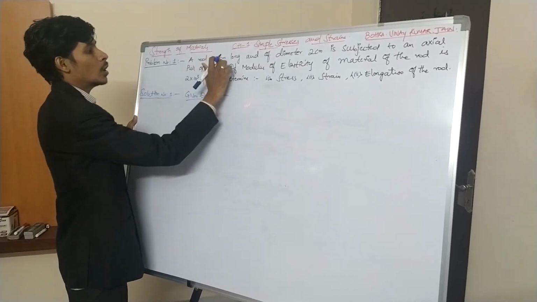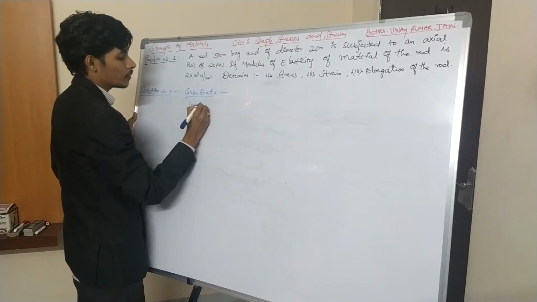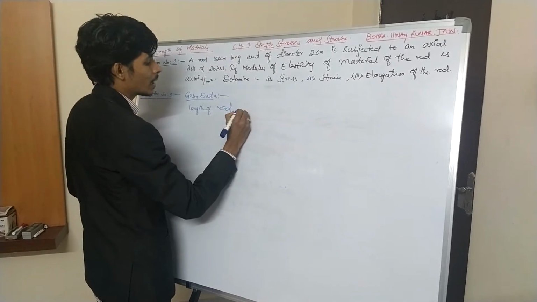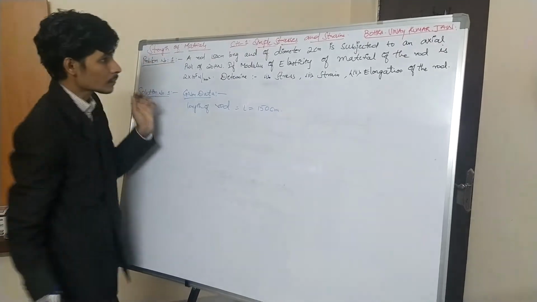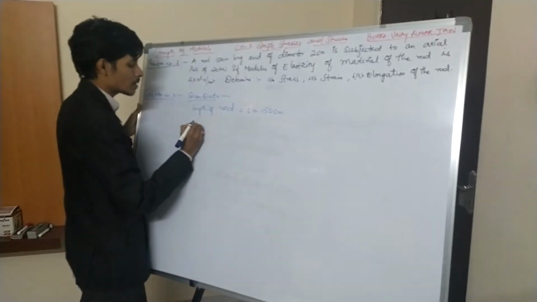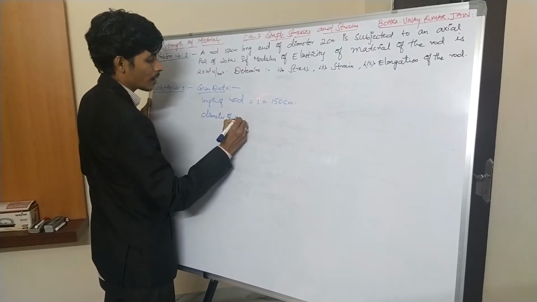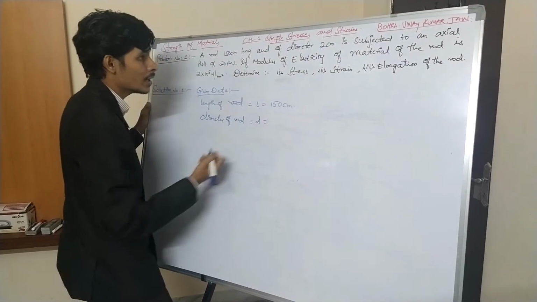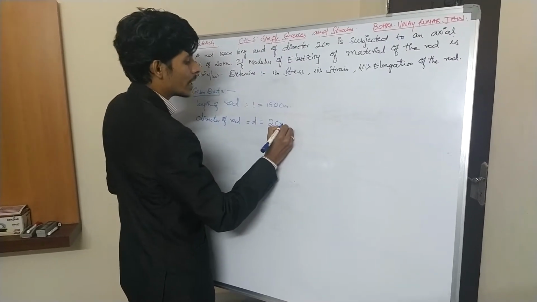So what is the given data? A rod of 150 centimeter long. Given is the length of the rod. Length of the rod you can take as L equal to 150 centimeter, and of diameter 2 centimeter. Given is the diameter of the rod. Generally you can denote it as a small d or capital D, your wish. So diameter is 2 centimeter.